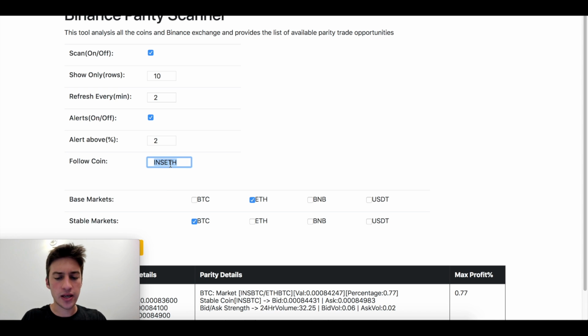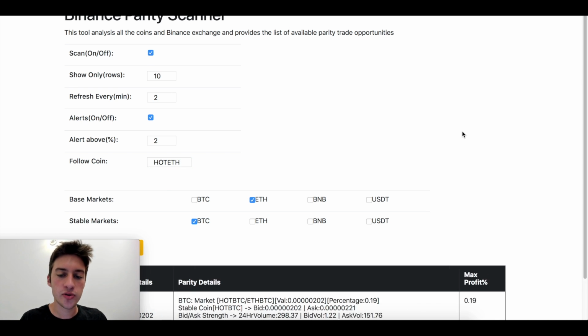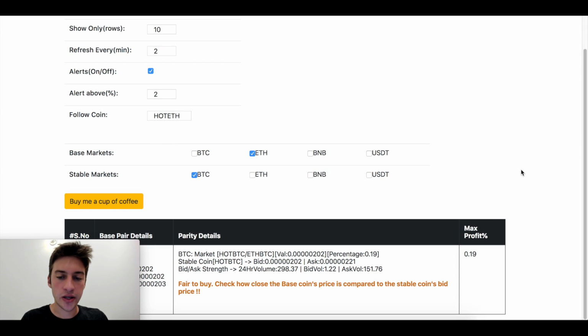All right, so let's go back to HOTF because this is really the pair that I've been arbitraging the most. And we can see that it still is fair to buy. So this is just a tool, and I would recommend just playing around with it more, trying to learn more about it. And I will attach the way to get this tool and the way to access it whenever you would like to in the description below. But now let's take a look at a more complex way of trading parity arbitrage in part 2 of this video.